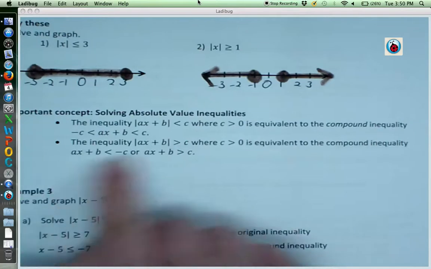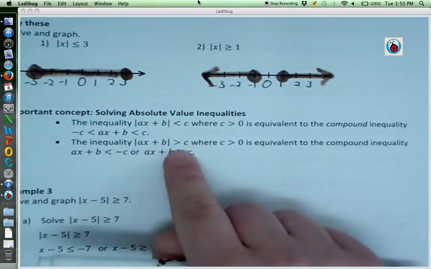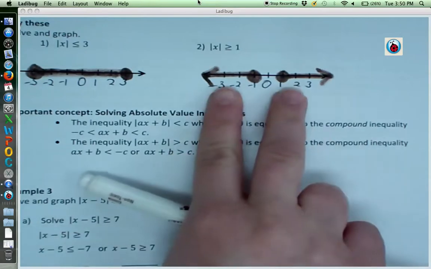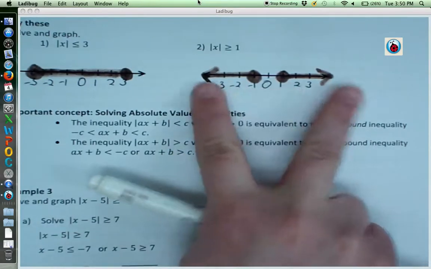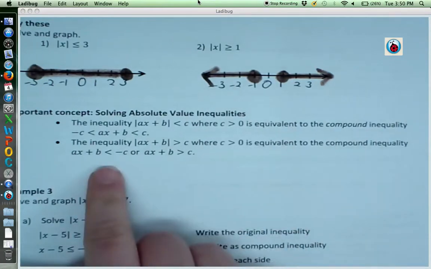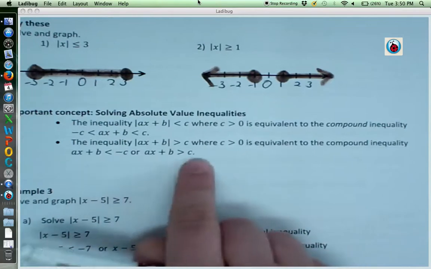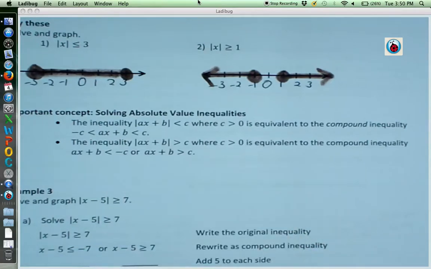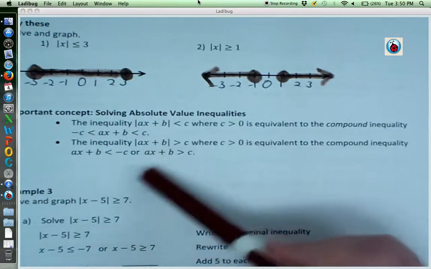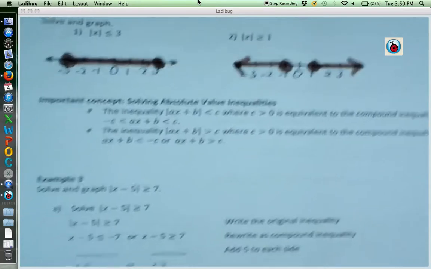If I have the absolute value of some expression greater than c, that's going to be more like this situation where I'm looking at everything on either side of those two numbers. So I would split that into two different inequalities. So that expression is less than negative c, or that expression is greater than c. This probably doesn't make a whole heck of a lot of sense right now. We're going to do some examples, and hopefully that will clarify things with more concrete examples.